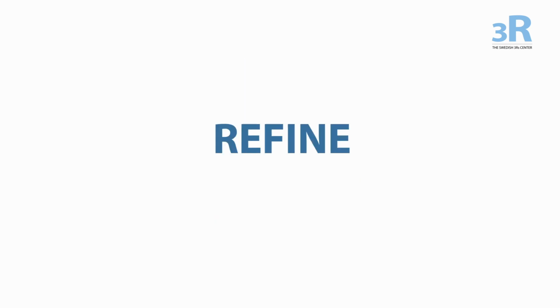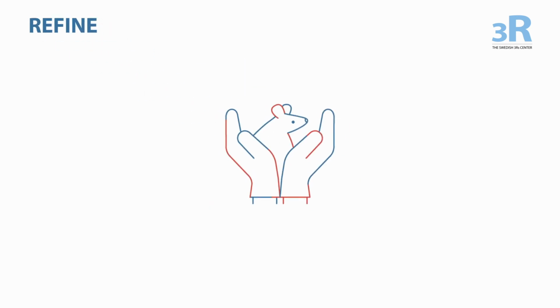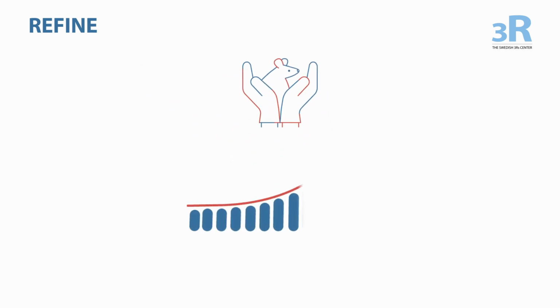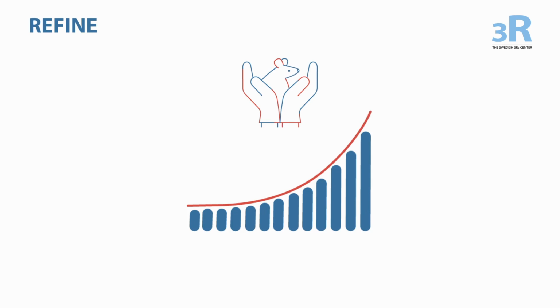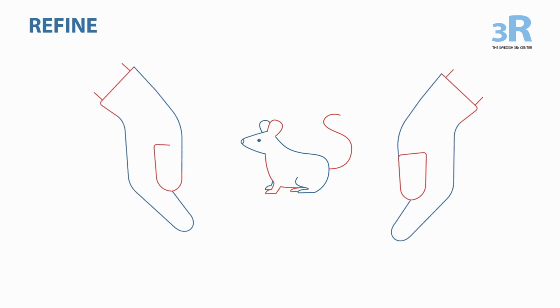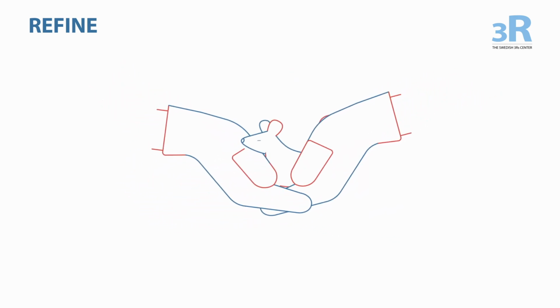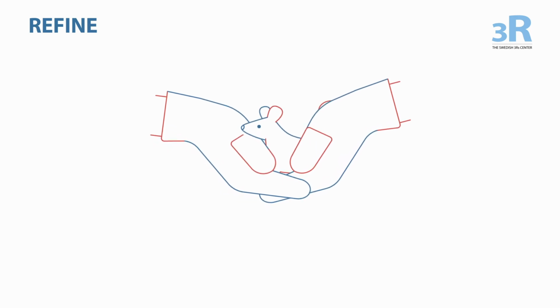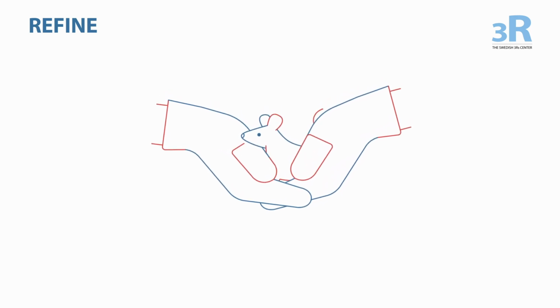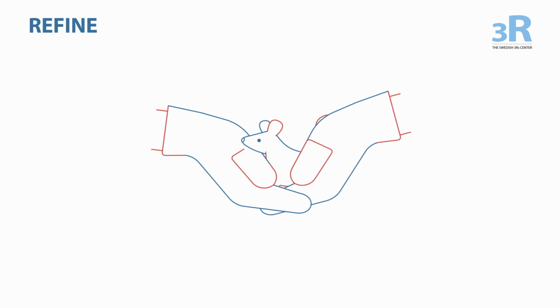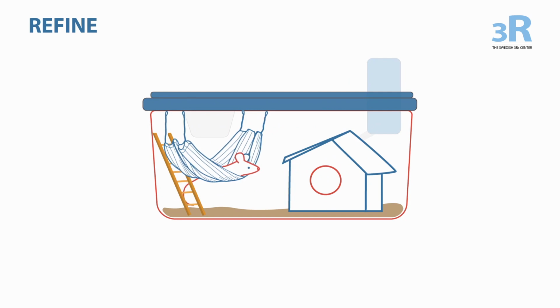Refine is about refining the experiment to reduce animal pain or other suffering and to improve the animal welfare. The welfare of the animal can impact the quality of the experiment. Today, we know how important it is to train research animals to interact with humans to reduce the animal's stress during different interventions. This training also improves the working environment for the animal caretakers. Overall, this elevates the quality of the animal research.